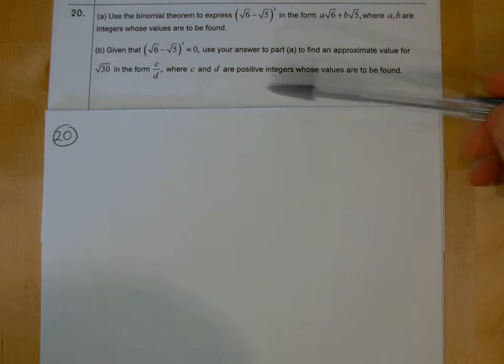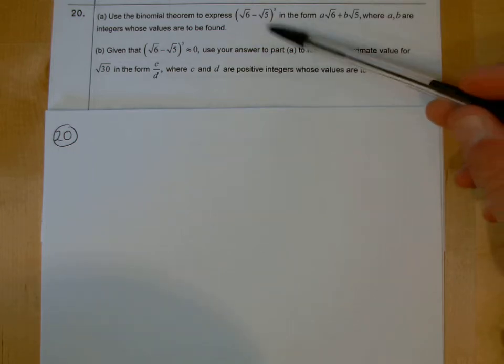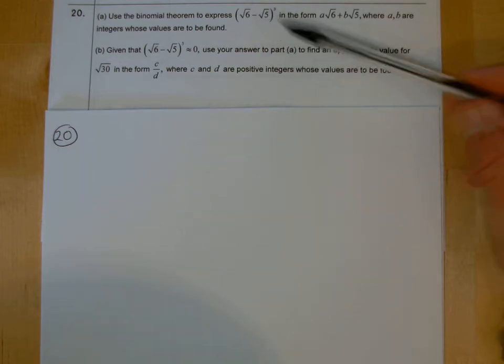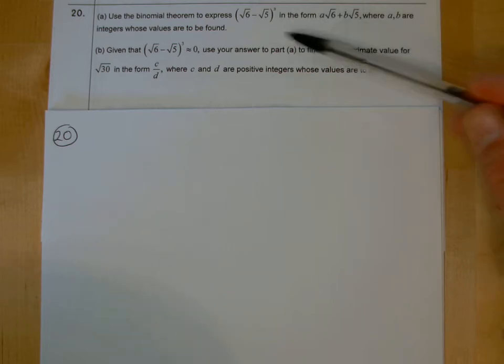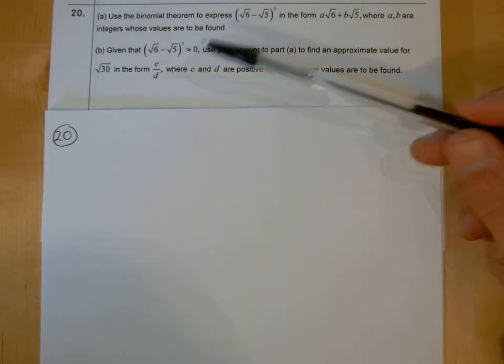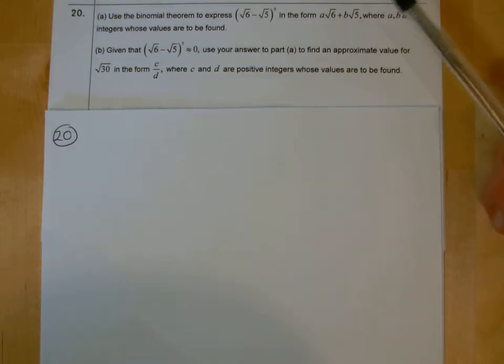Okay, so use the binomial theorem to express this binomial here in the form a root 6 plus b root 5, where a and b are integers whose values are to be found. So a and b are going to be whole numbers, okay? They could be positive or they could be negative. That's what integers are. Integers are positive and negative whole numbers.